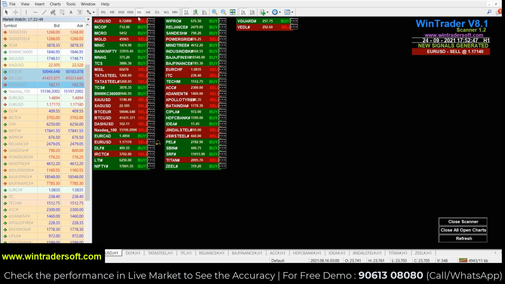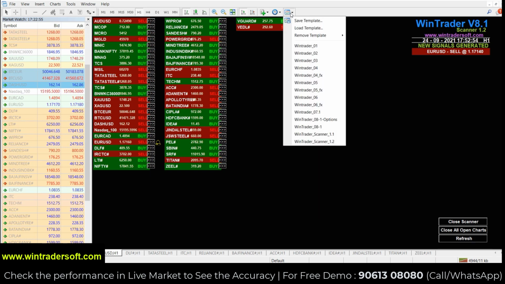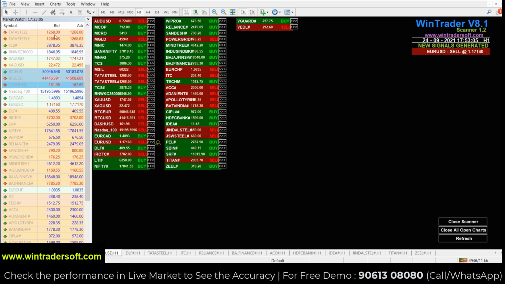First of all, we have to open the 8.1 scanner version. Select the scanner version WinTrader Scanner 1.2, our updated scanner version. We select the 1.2 scanner and add the symbols into this market watch. Maybe 50 or 60 symbols you can add, and this scanner will help us find out which is a good stock for this week or this month.